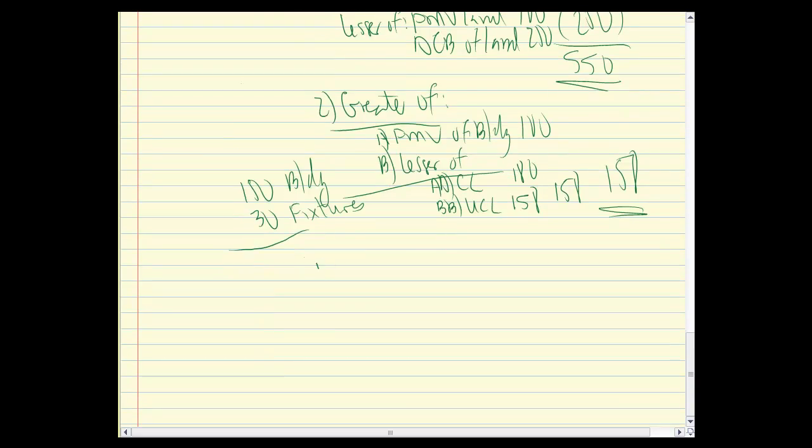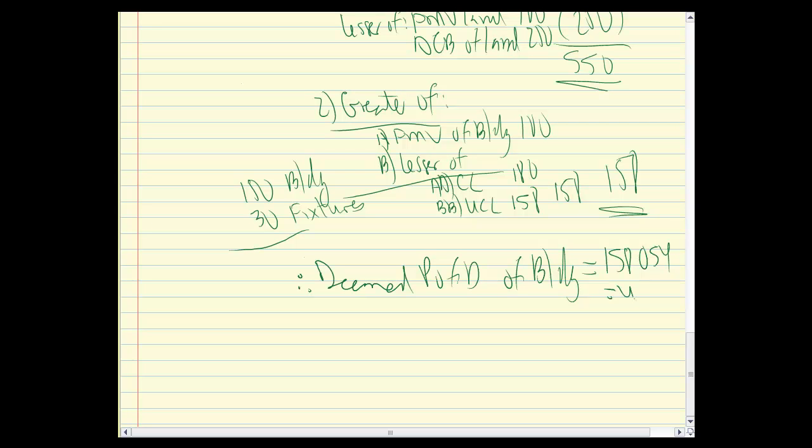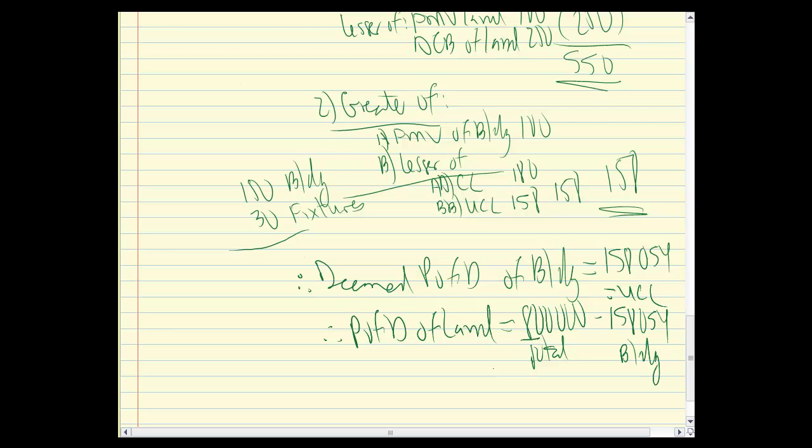So basically, therefore, deemed P of D of building equals 158,054, which equals the UCC. And therefore, as Samantha said, P of D of land equals, what's the P of D of the land? Katie. It's the 8,000 total minus 158,054 building, which equals how much?